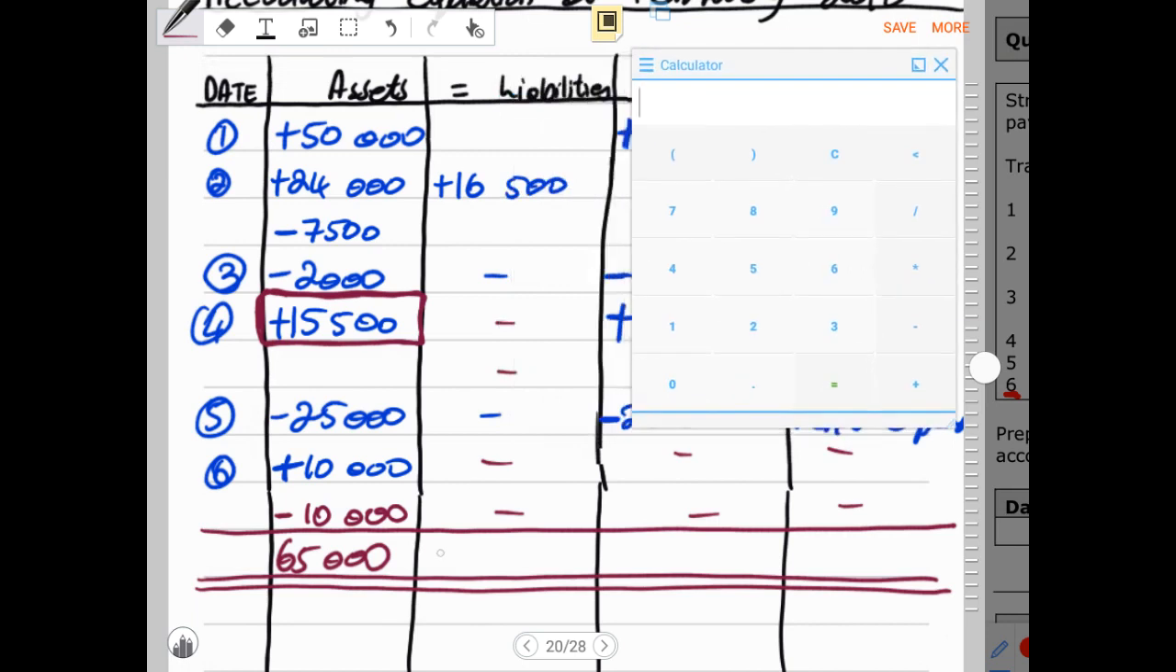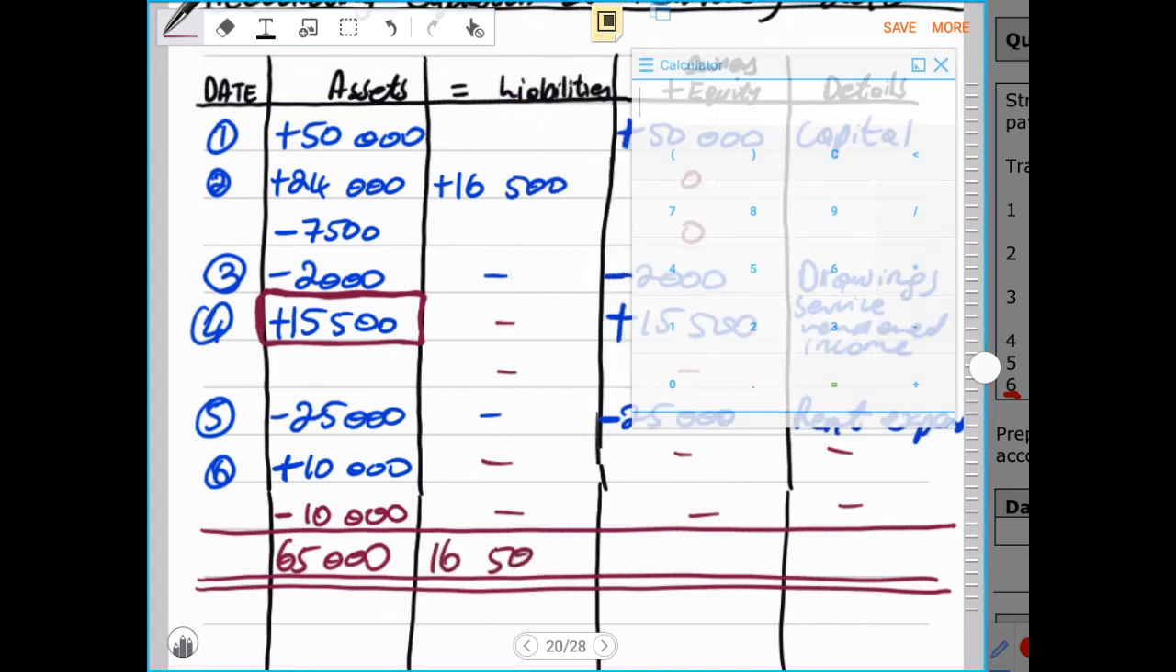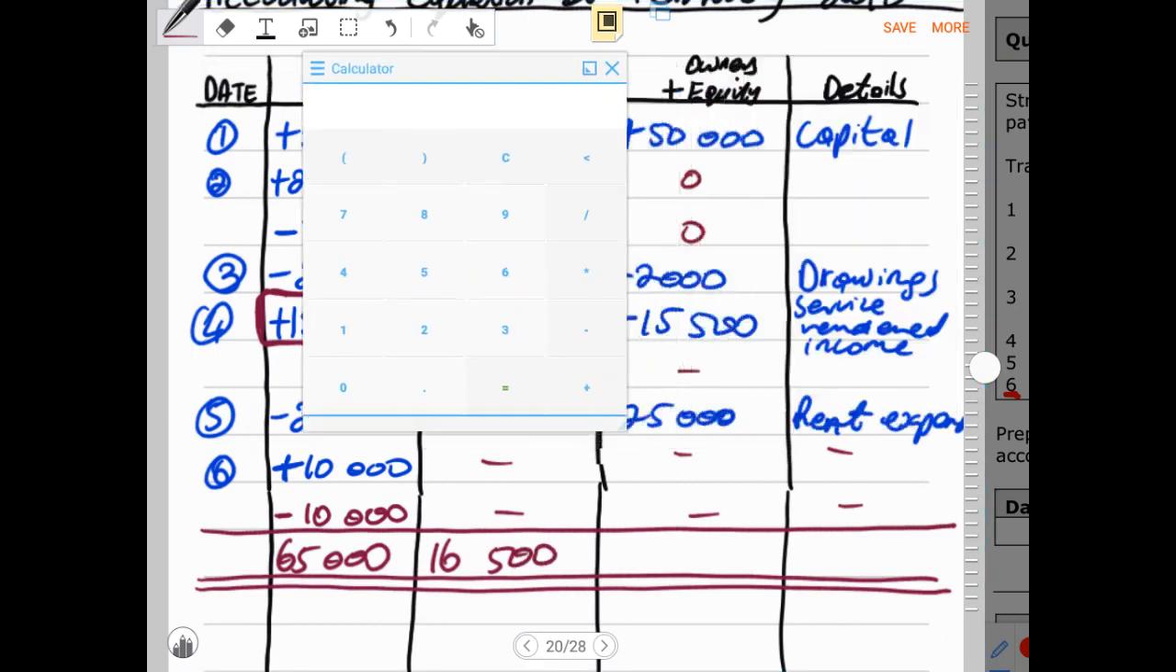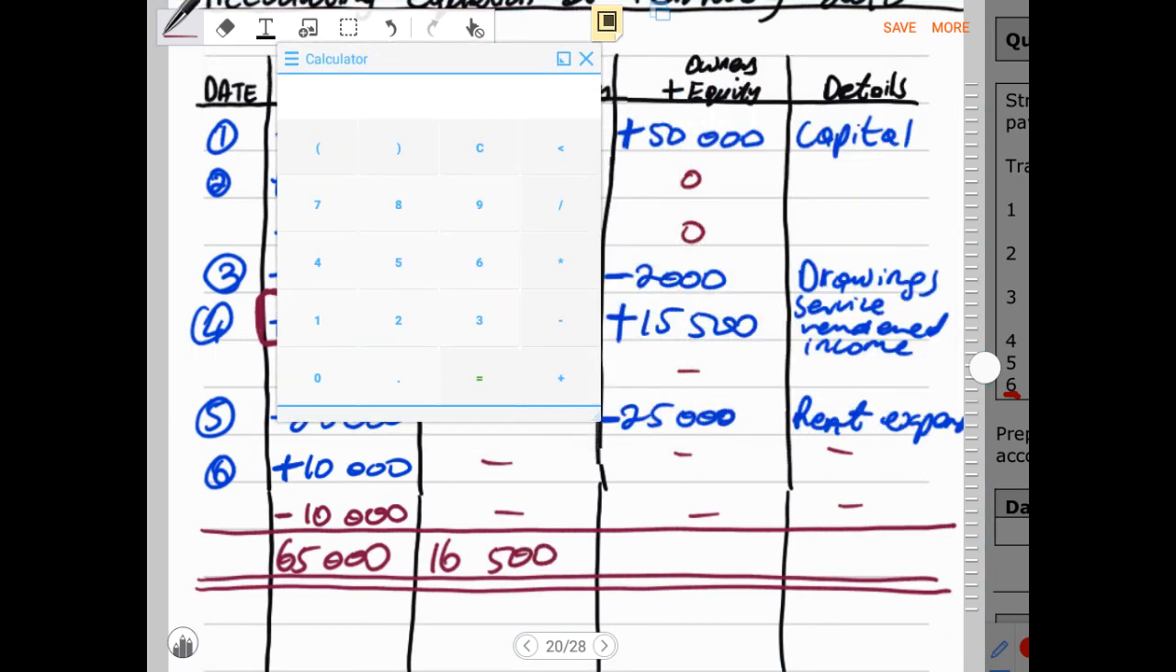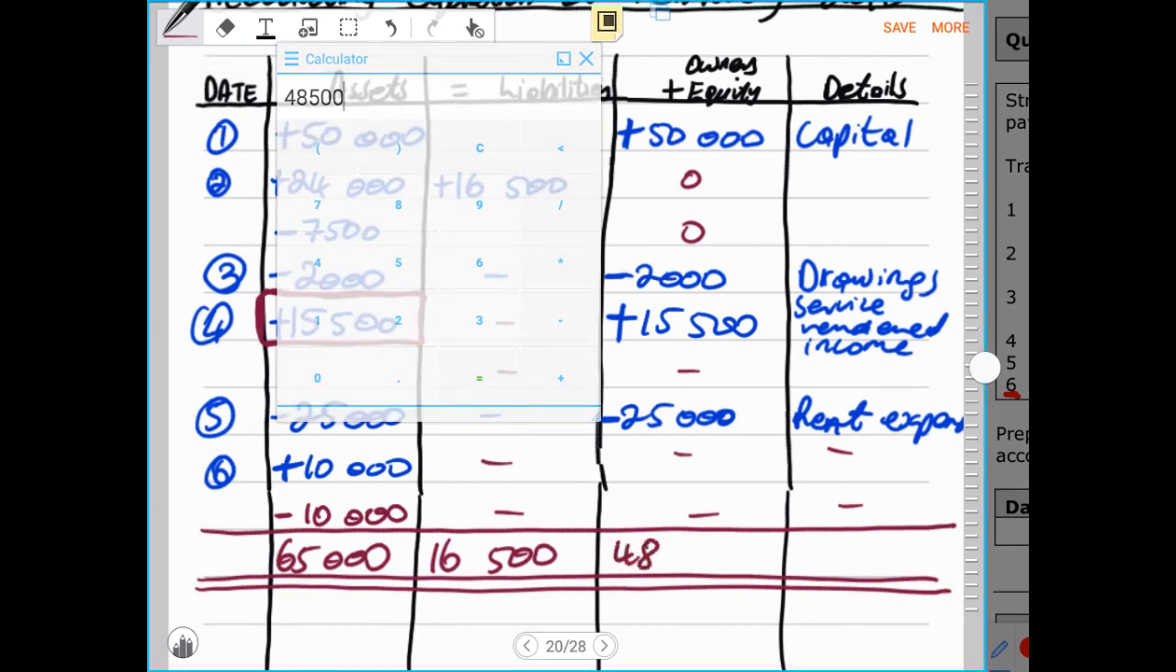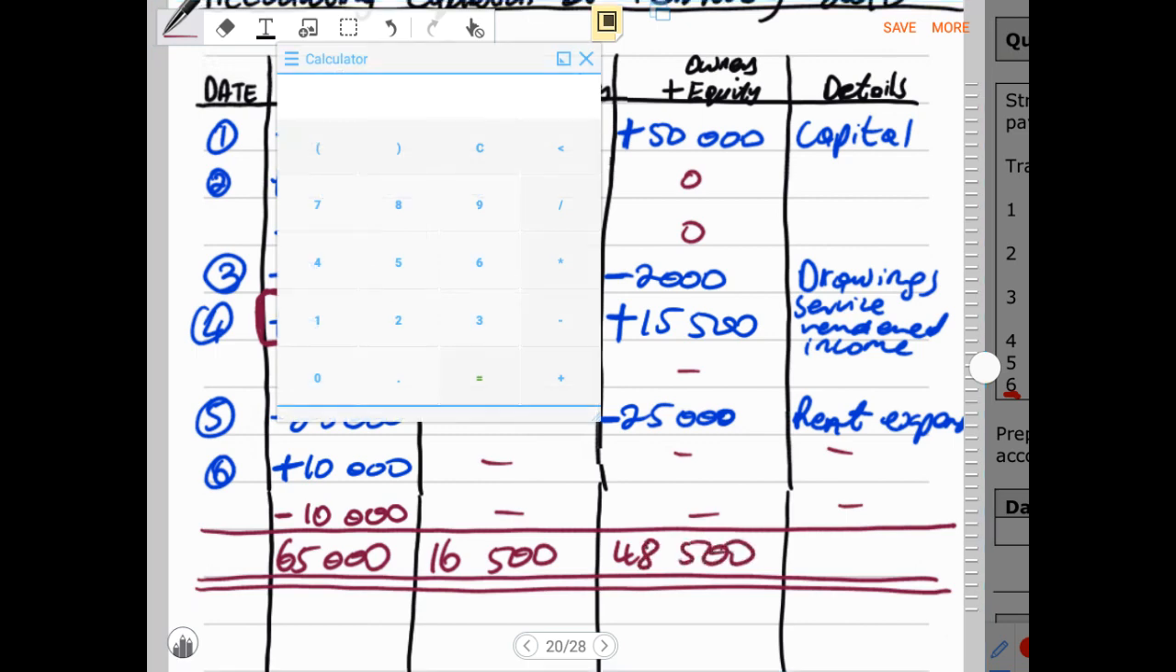Then under our liabilities, there was no payment of the 16,500. It remained the same. Then we go to our owner's equity: 50,000 rands minus 2,000 plus 15,500 minus 25,000, and this gives us a total of 48,500. If we say 48,500 plus our liabilities of 16,500, this gives us the same 65,000 rands.